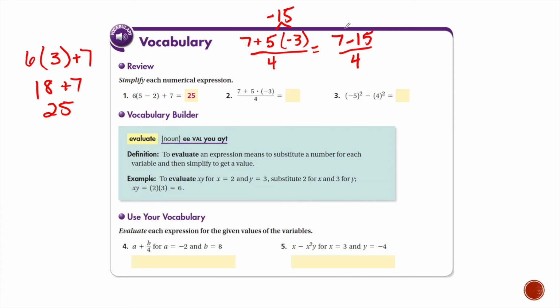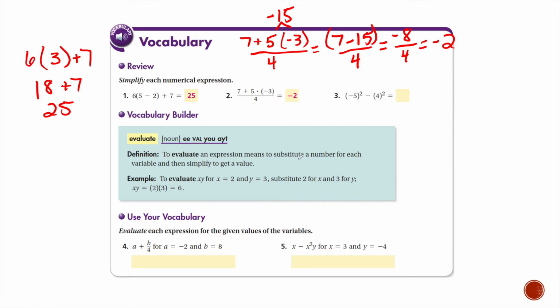And whenever you have any sort of division problem where the line covers everything, basically it's saying, make sure you do everything on top first, then divide by 4. So this becomes a -8 all over 4, which equals a -2. So the answer for us should be -2.